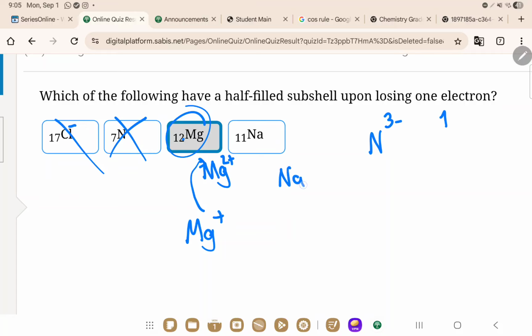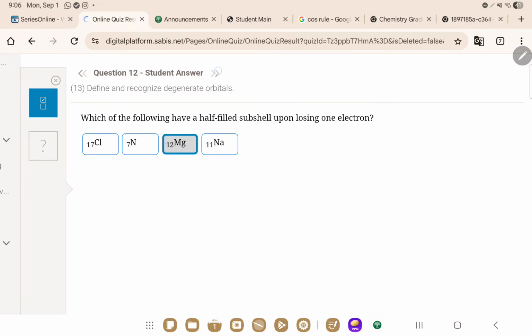Whereas Na is already Na plus. So if it loses 1 electron, or if it gives away 1 electron, is Na plus what it's supposed to have? Yes. Whereas Mg plus is only half of what it's supposed to give. 1 is half of what Mg is supposed to give, so it is half-filled. Whereas Na cannot be considered half-filled because it only can give away 1. Moving on.